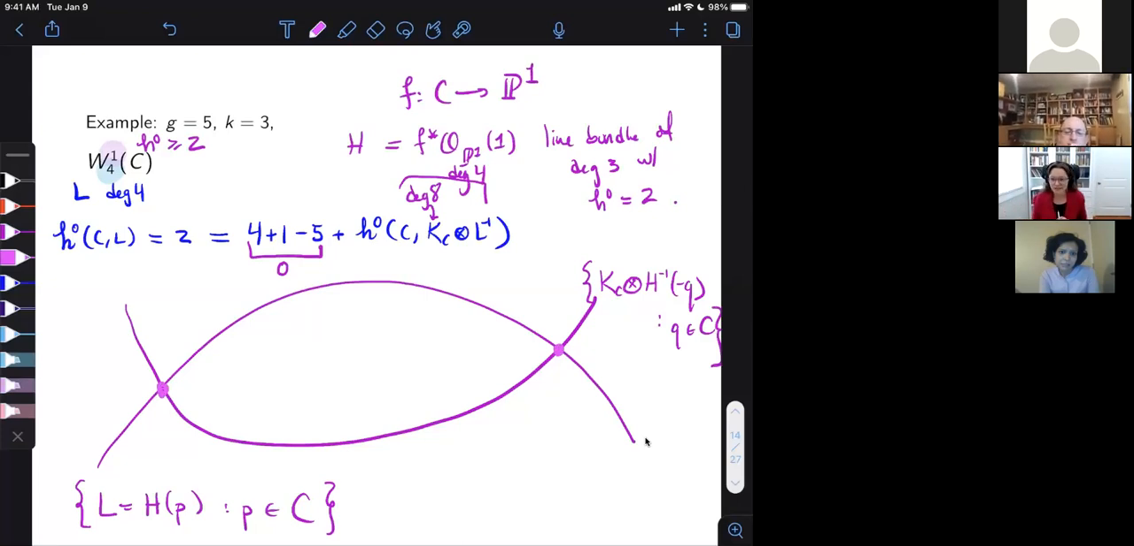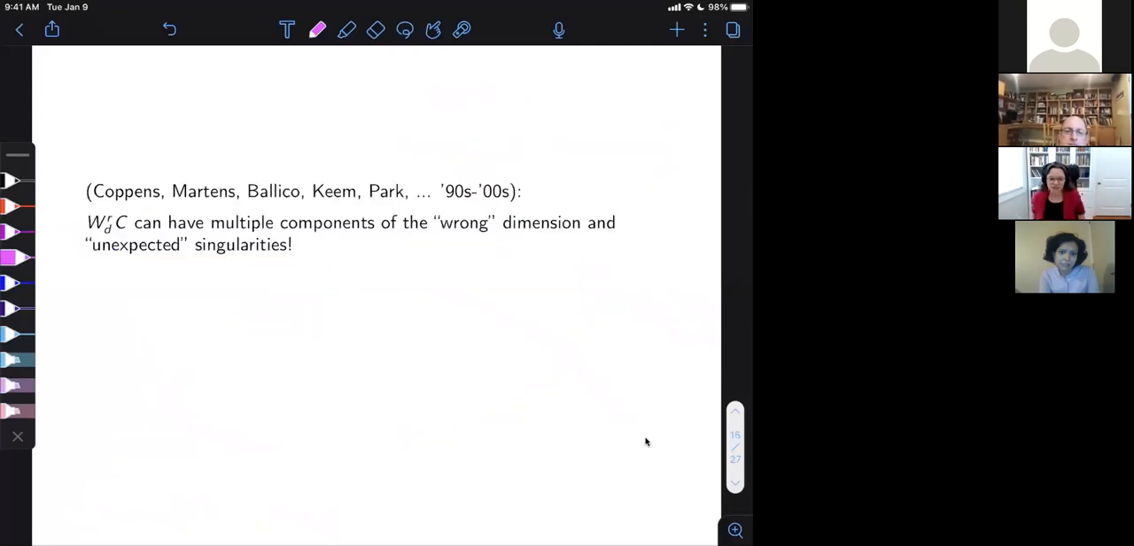It's not totally clear. And in general, this is just the first sort of interesting example, but many authors, Coppens, Martens, Ballico, Keem, Park, many people, basically since the end of the main Brill Noether theorem, were working on these sort of questions about Brill Noether theory for curves of fixed gonality. And they observed that this can have multiple components, which can be of the wrong dimension, and it can have unexpected singularities. So it seems kind of wild, and I think it's safe to say that from their papers, you would think it's a kind of wild situation.